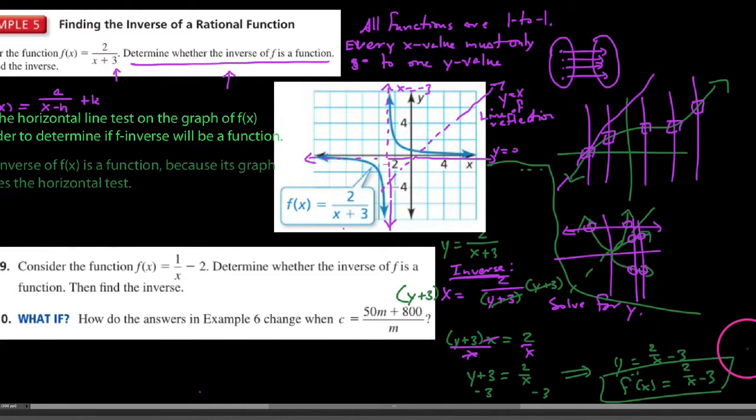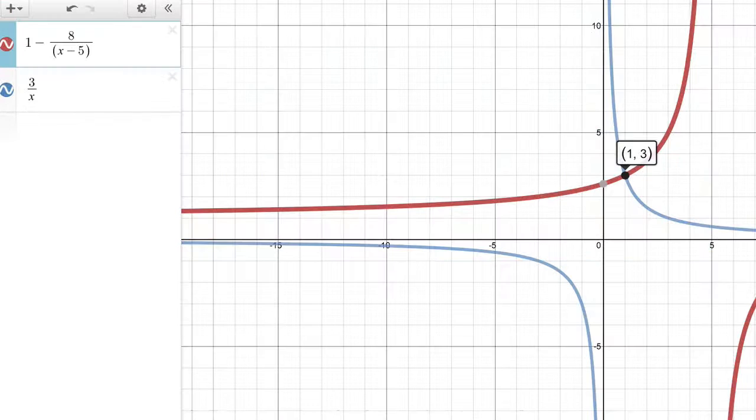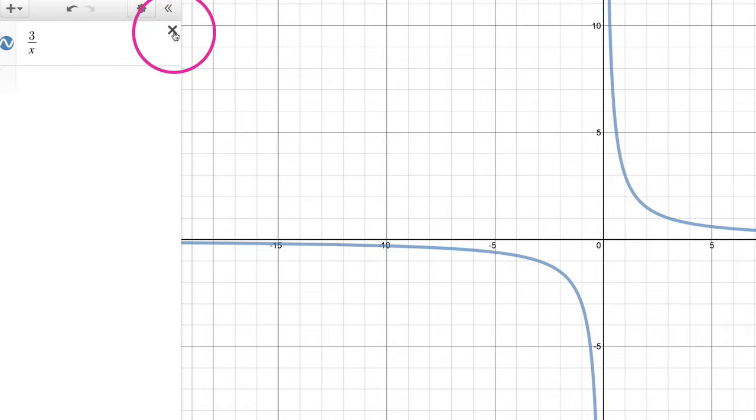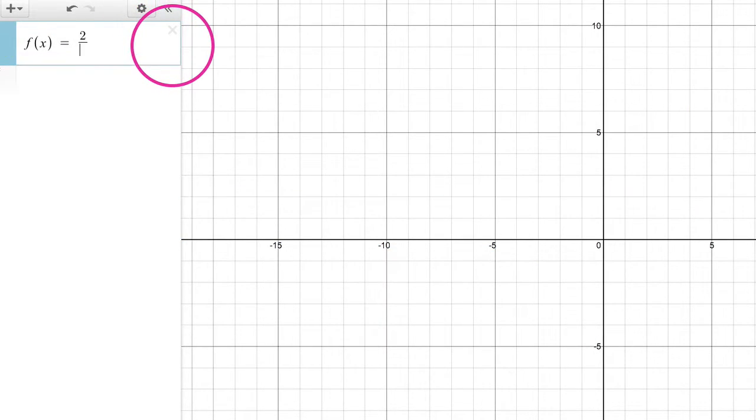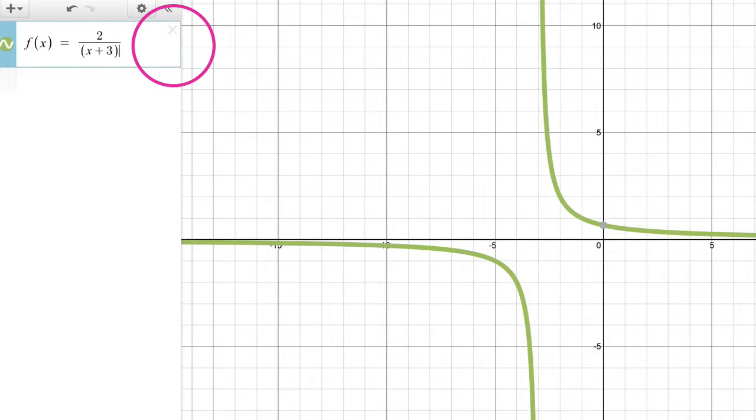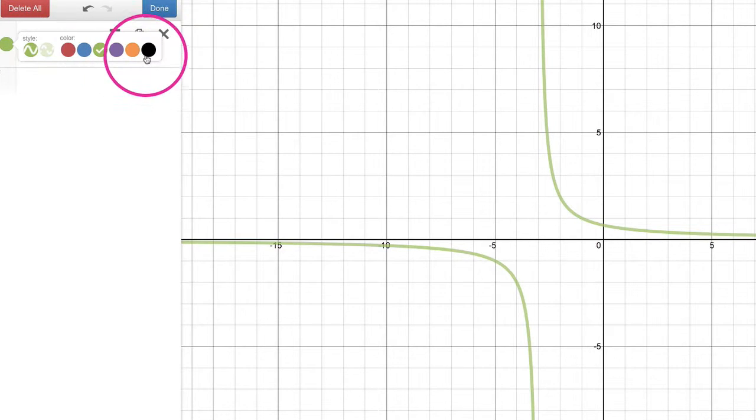So I want to explore this graphically, and the way we're going to do this is to pop over online to a Desmos graph. Our initial function, let's go ahead and graph this, f of x equals 2 over the factor x plus 3. And so we can see this initial graph here. Put this in projector mode. I'll flip this over to a black graph.